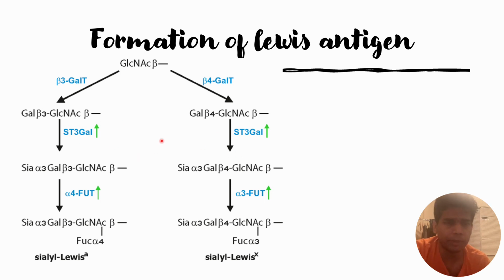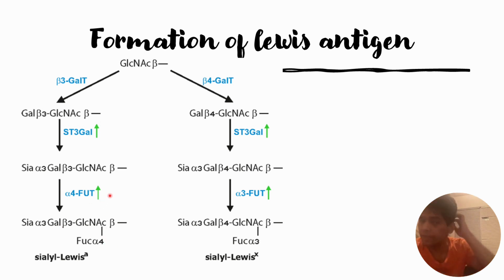After that, since there is upregulation of this ST3Gal, it will lead to the addition of sialic acid at the alpha 2-3 position, and this leads to the formation of these structures, that is sialic acid alpha 3 Gal beta 3 GlcNAc beta and sialic acid alpha 3 Gal beta 4 GlcNAc beta. Thereafter, there is an addition of fucose at the alpha 4 position with the help of the alpha 4 FUT enzyme, and this leads to the final structure formation of sialic alpha 3 Gal beta 3 GlcNAc beta with fucose.